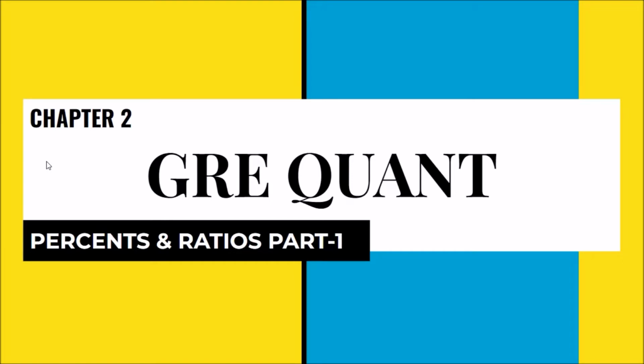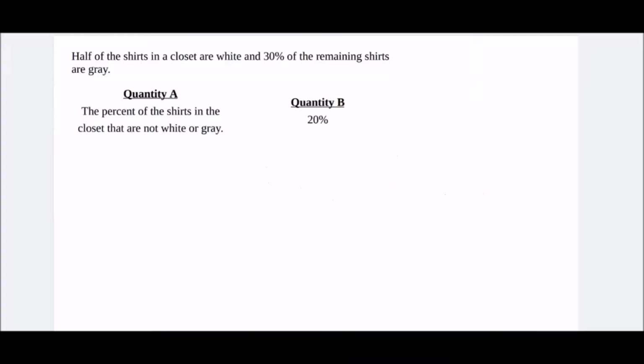So now we'll continue and move on to the questions to solve. Here is our first question. Half of the shirts in a closet are white and 30% of the remaining shirts are grey. For quantity A, percent of the shirts in the closet that are not white or grey. And quantity B is already given, 20%. So for quantity A, we have to find the percent of shirts which are not white and not grey. First analyze the data here. Half are white and 30% of the remaining shirts are grey.